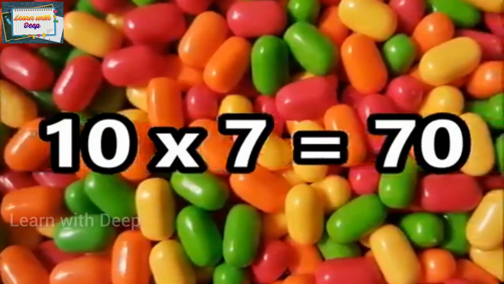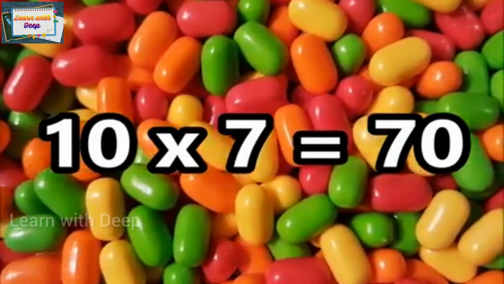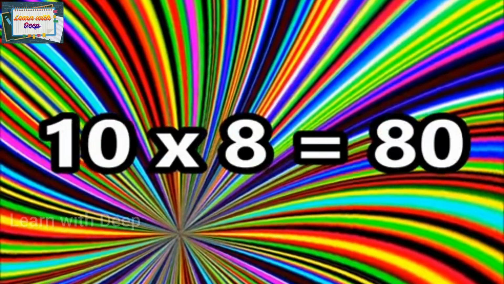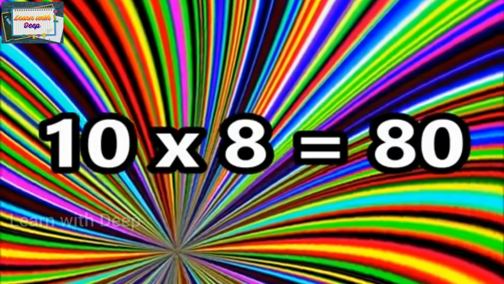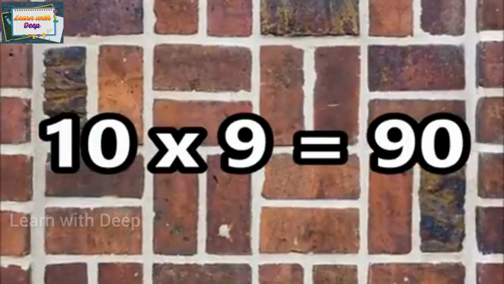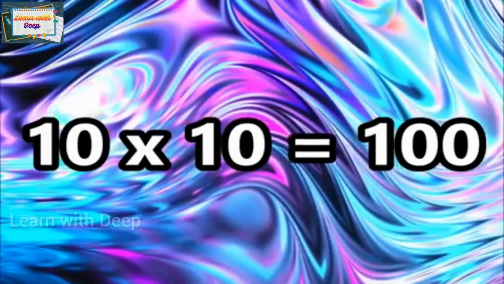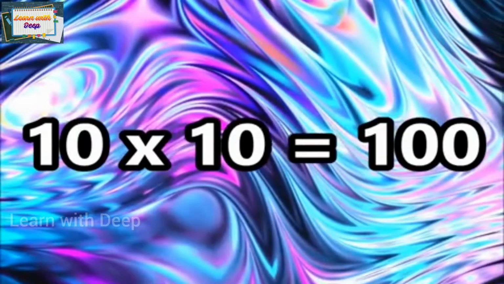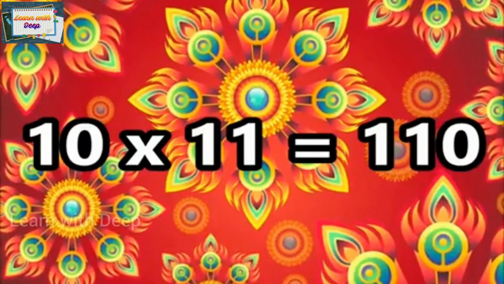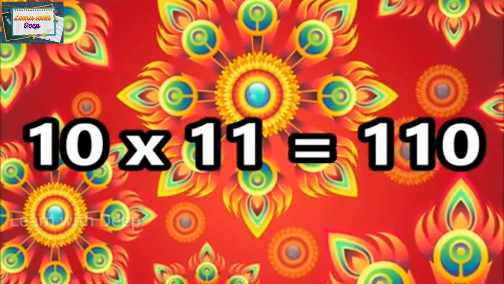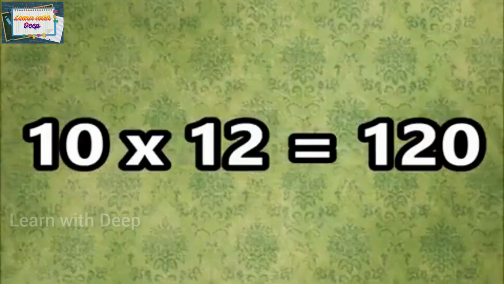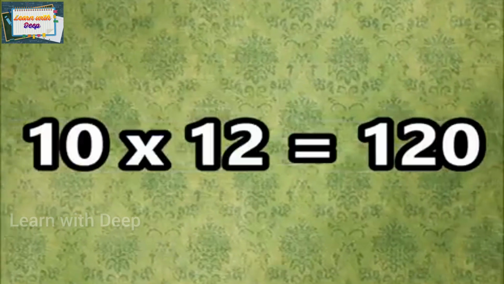10 times 7 is 70. 10 times 8 is 80. 10 times 9 is 90. 10 times 10 is 100. 10 times 11 is 110. 10 times 12 is 120.